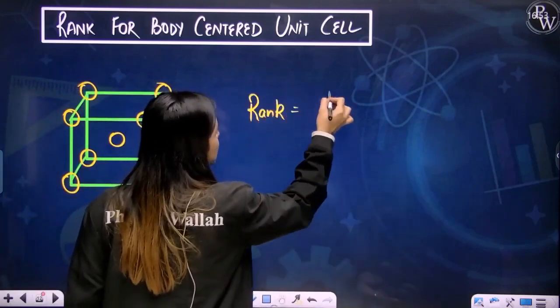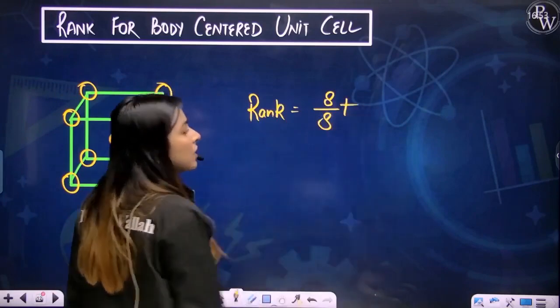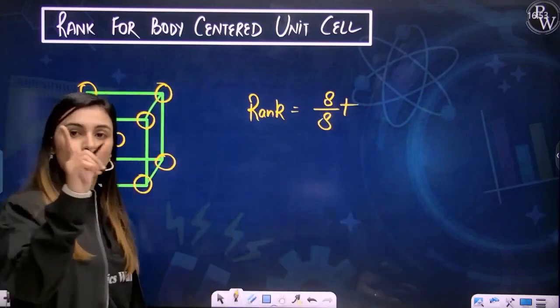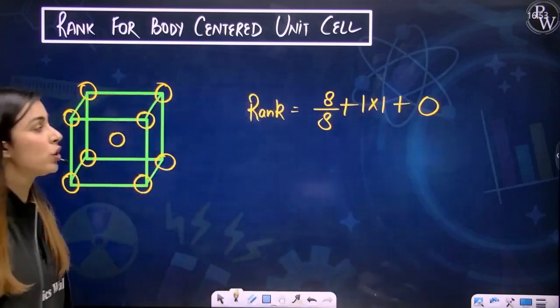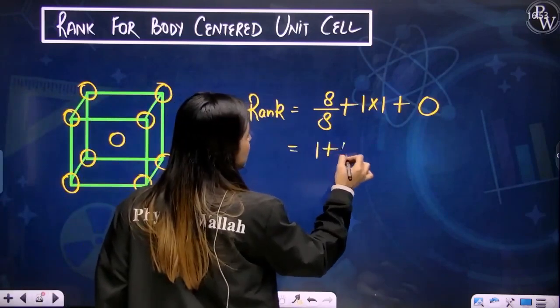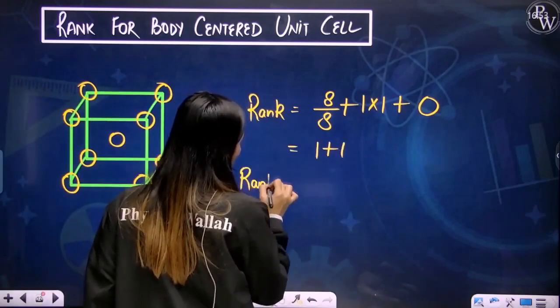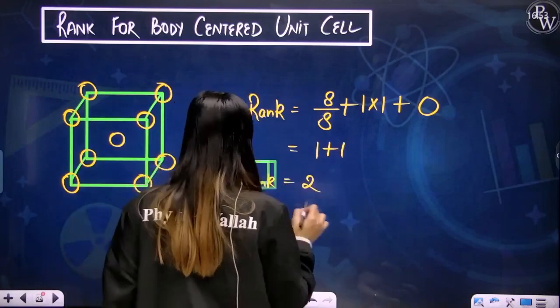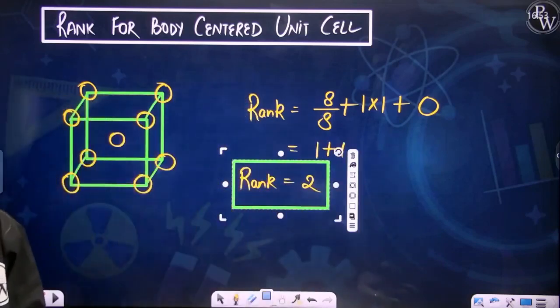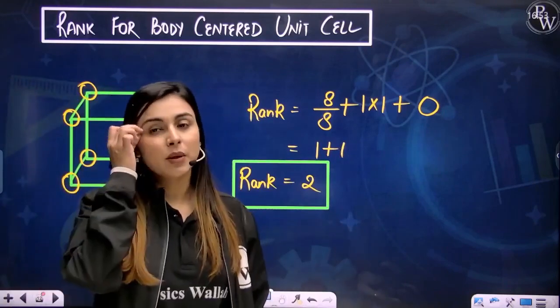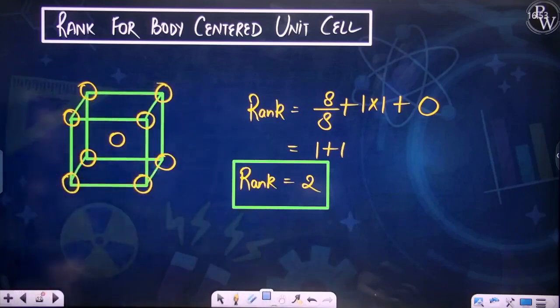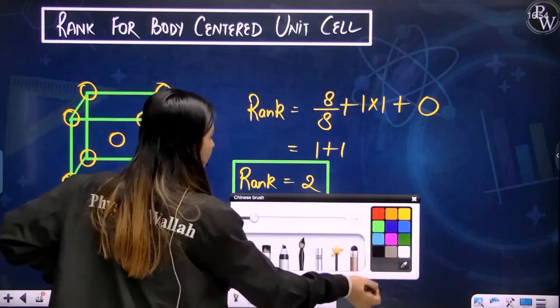You have corner atoms 8, so 8 by 8, plus you have body centered atom 1, so 1 into 1, plus, else you don't have any other thing. So your rank would come out to be 1 plus 1, so rank is equal to 2. So always and always the rank of a body centered unit cell will come out to be 2. Clear? Yes, perfect. Please write it down. I hope you've written it.